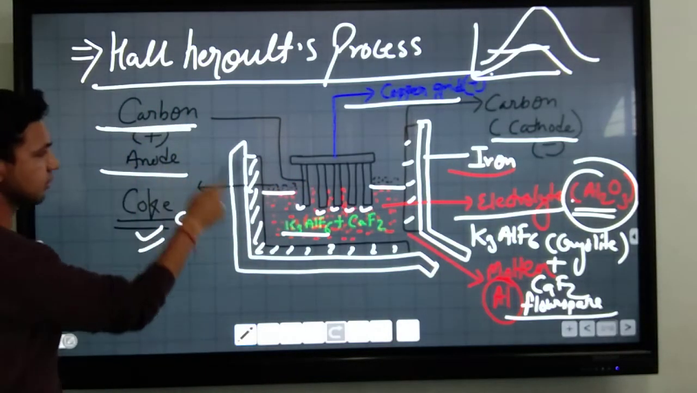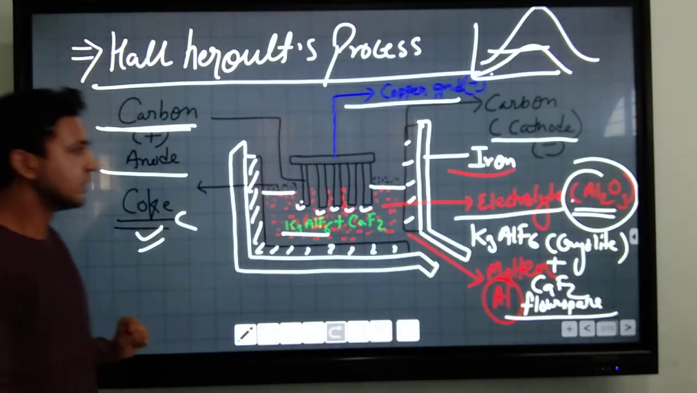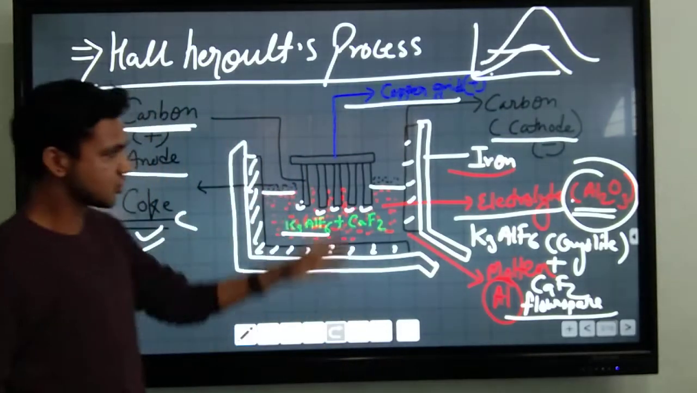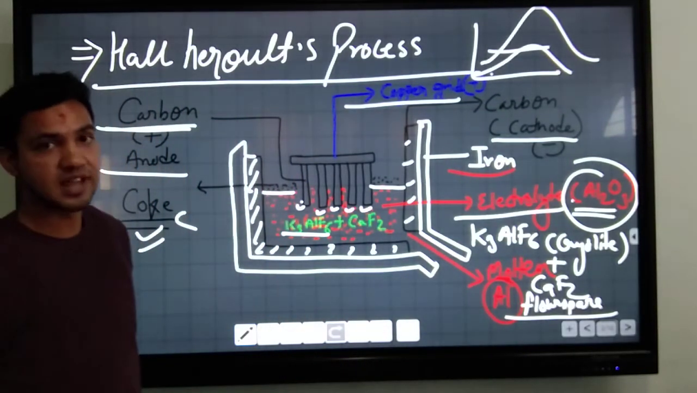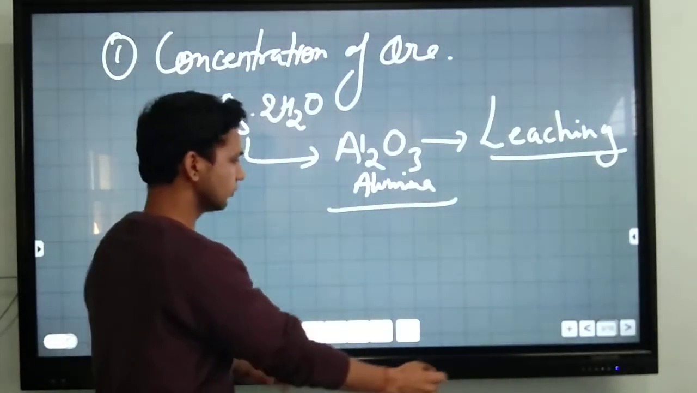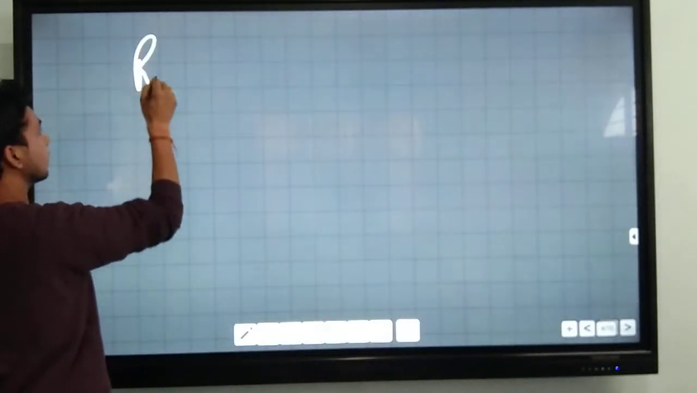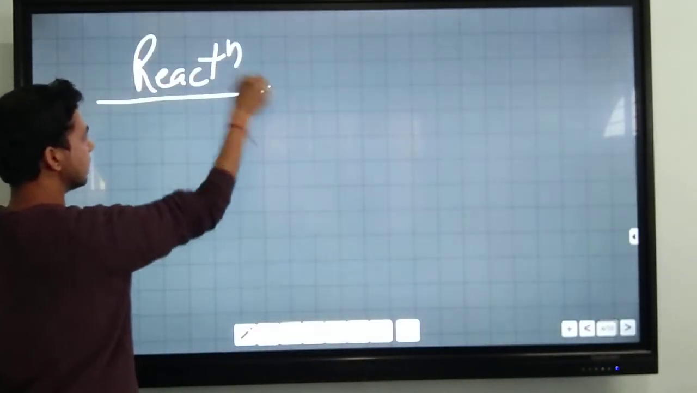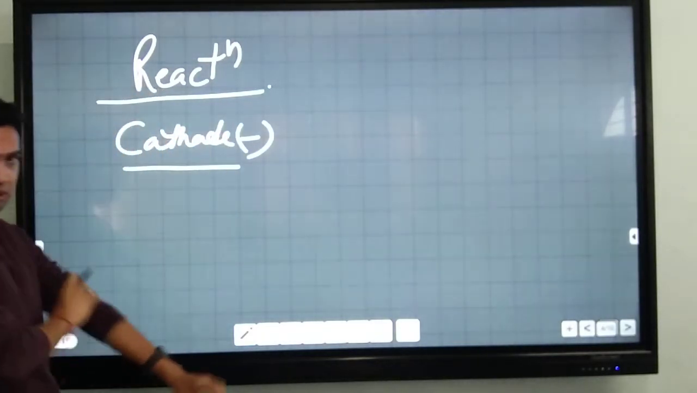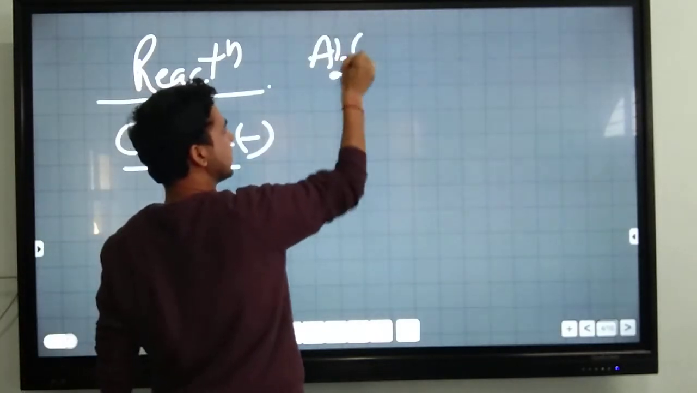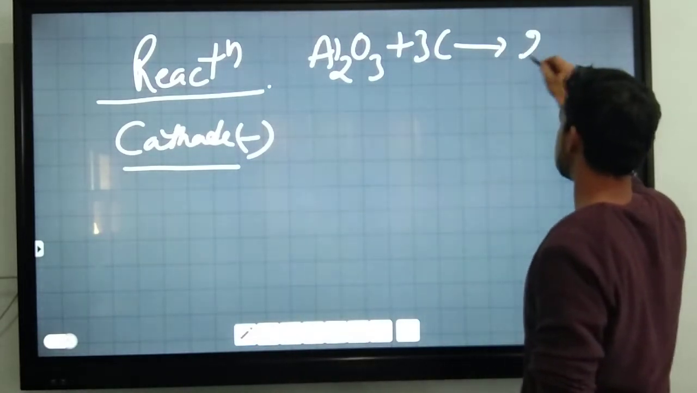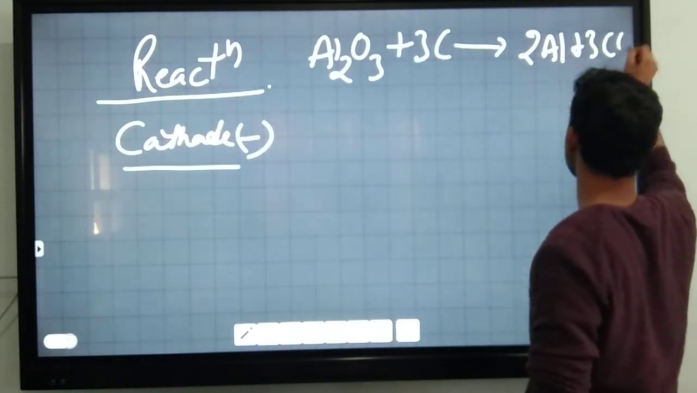Then the carbon electrode here behaves like an anode. The other carbon layer available inside the furnace behaves like a cathode. So this is the process. See, the reactions take place at the cathode as well as the anode. In the case of the cathode, we know the cathode always has a negative charge. So if Al2O3 is decomposed, that is a reaction. Here two Al are removed and we are getting three CO also.